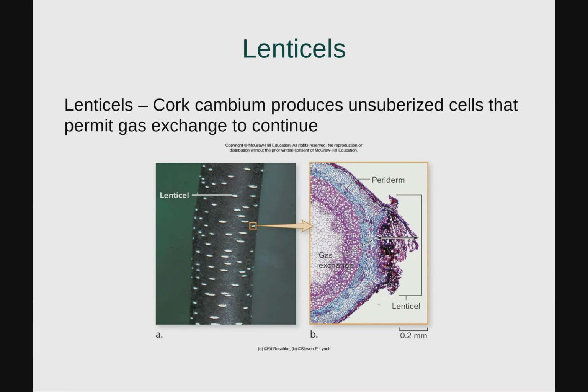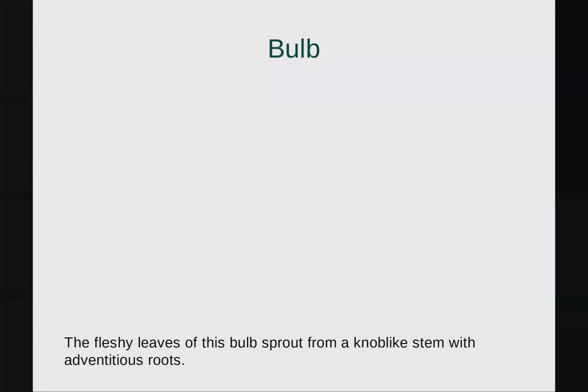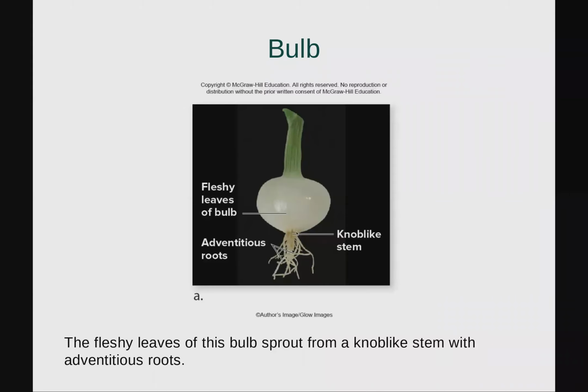Now, there are a number of modified stems: bulbs, corms, rhizomes, runners, tubers, tendrils, and cladophylls. We'll talk about a few of these to show you some of the really interesting modified stems that we'll see. So the first is a modified stem called a bulb, where it has very fleshy leaves, a knob-like stem, and adventitious roots. This is very similar to a green onion. They produce these. Garlic produces a similar structure as well. Tulips, that's another great one.